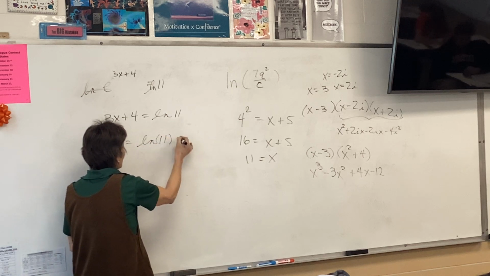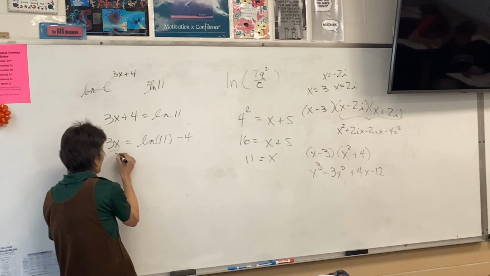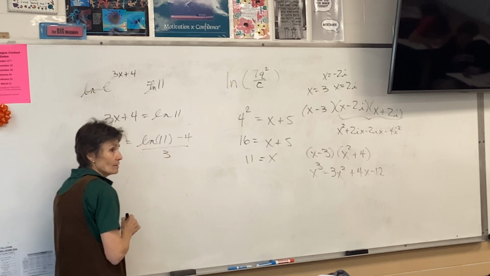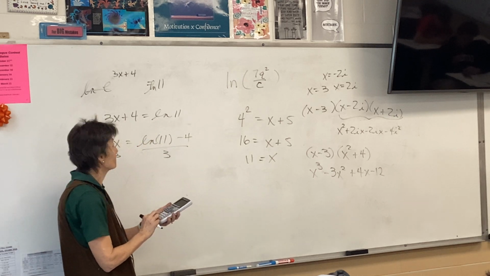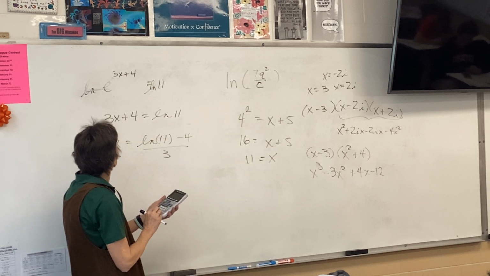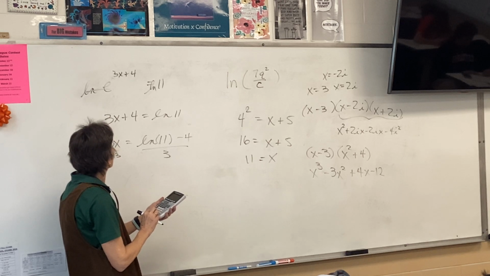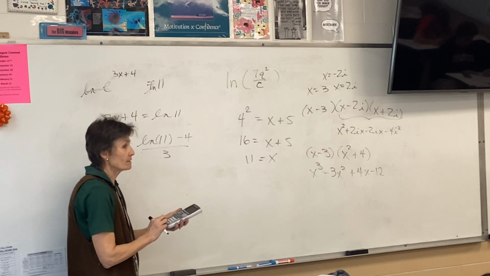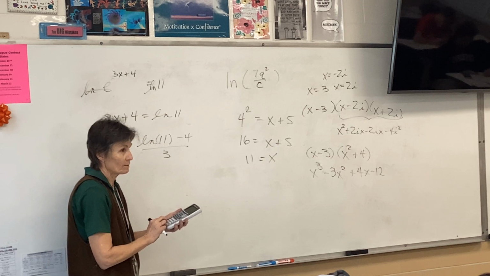So we'll subtract 4 and then divide by 3. Isn't that the same thing as just doing e to 11 equals 3x plus 4? Because ln and e are the same thing. No, ln and e aren't the same. You can't loop through unless you have a logarithm. There's no logarithm in the original problem.